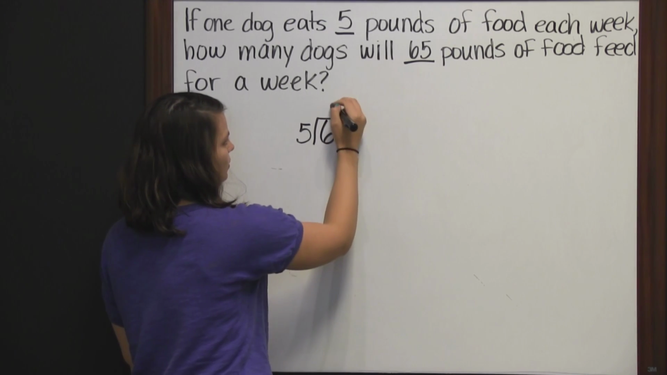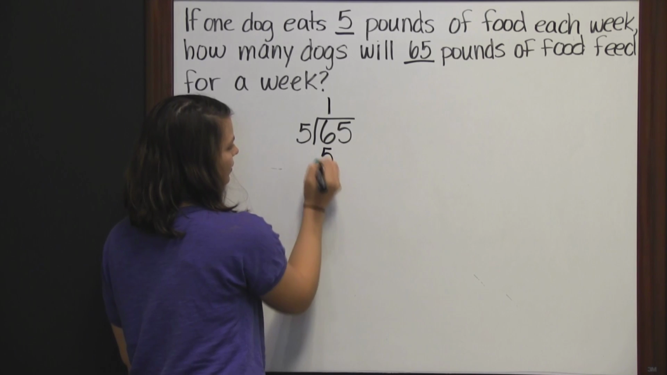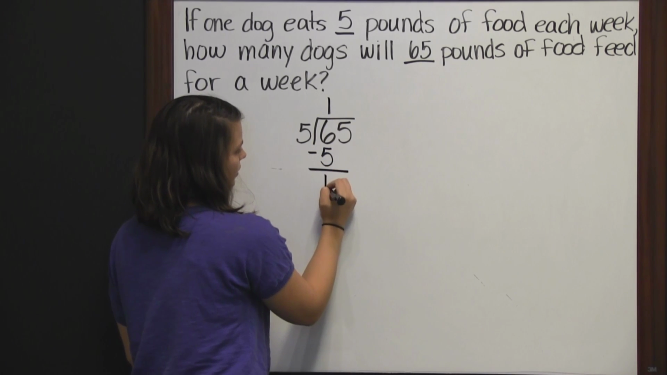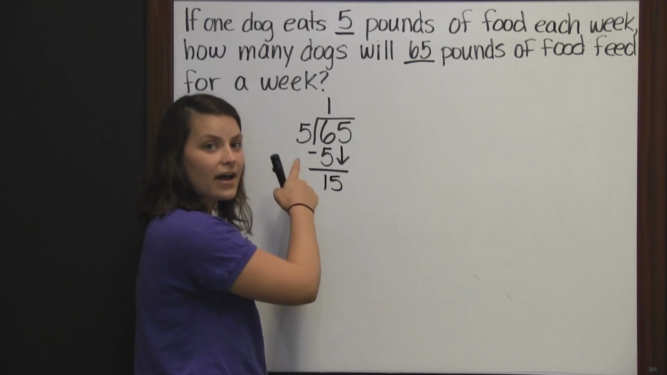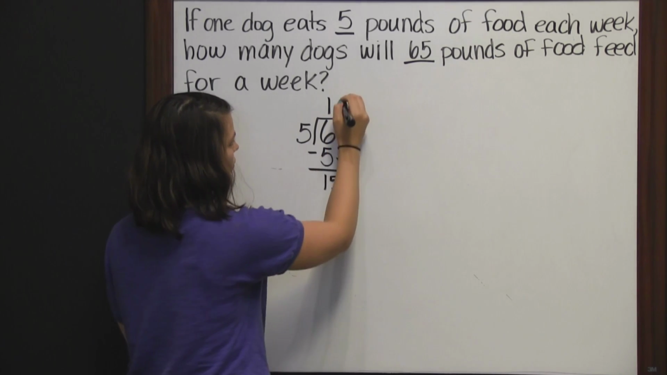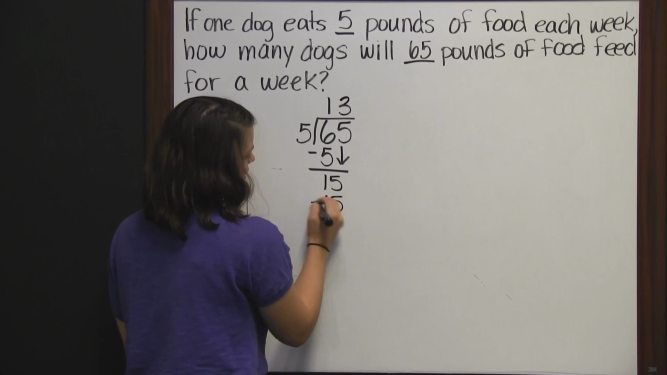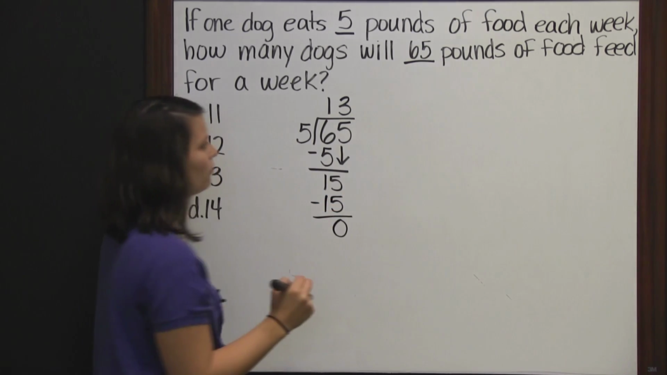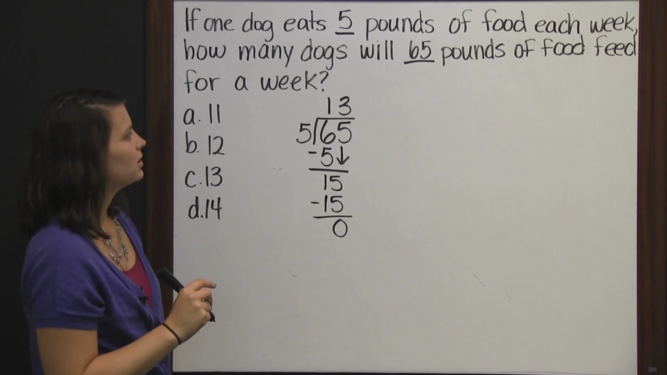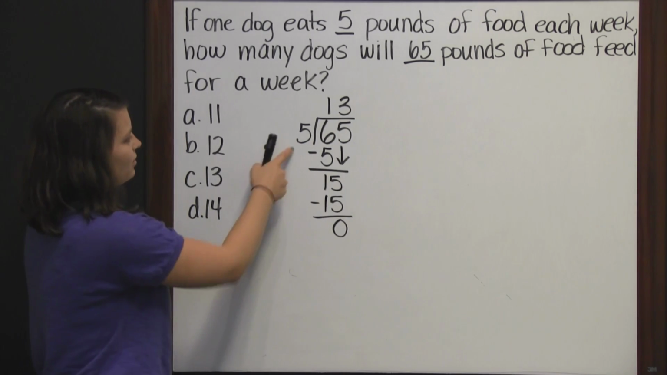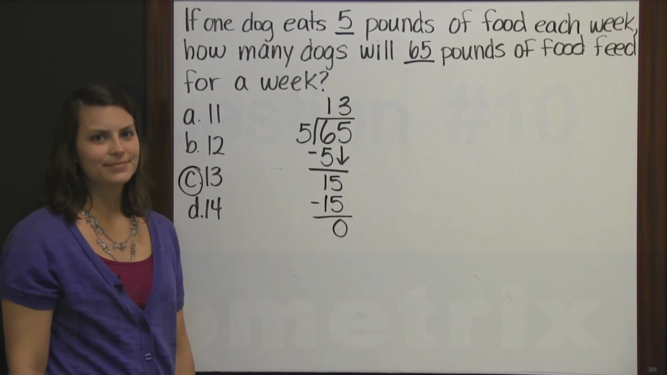5 goes into 6 1 time. 5 times 1 is 5. Subtract, and we get 1. And then we bring down the 5. 5 goes into 15 3 times. 5 times 3 is 15. We subtract, and we get a 0 remainder. So that means that 13 dogs can be fed the 5 pounds a week, which is answer choice C.